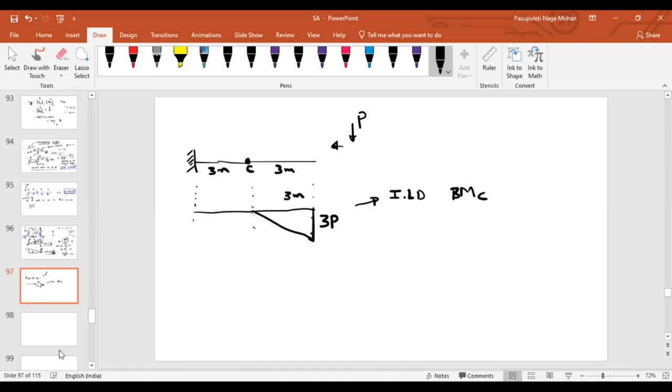Now my question is, what is the bending moment at C if the load is acting at point A? Zero. What is the bending moment at point C if the load is acting at point A? No bending moment, sir. No bending moment. This load is directly transferring to the support.